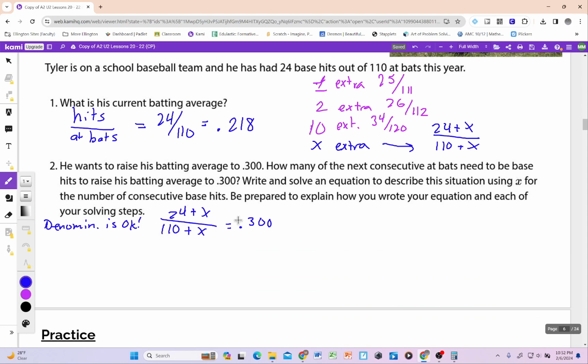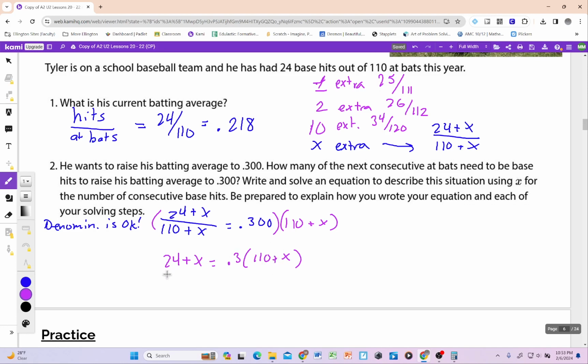So we're going to multiply both sides, but this time don't just multiply by x, multiply by the whole denominator. So I'm going to multiply everything by 110 plus x. And so the equation that I'm going to have here, that's going to cancel out from the bottom. You're going to have 24 plus x equals 0.3 times (110 plus x). Now, all we have to do is solve this nice linear equation.